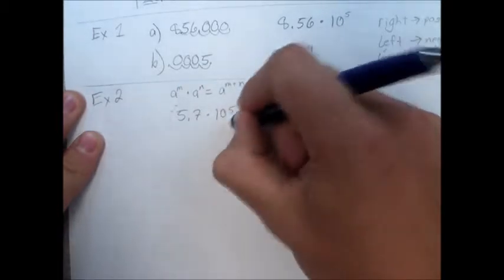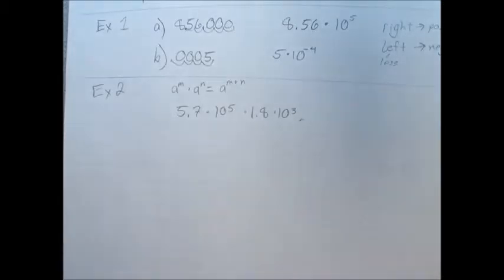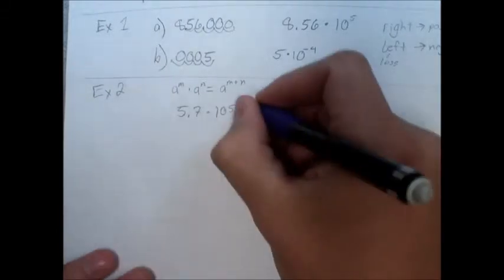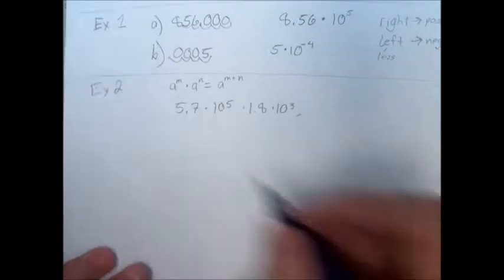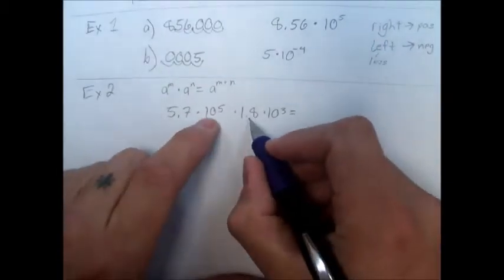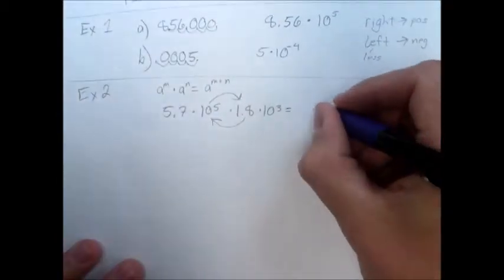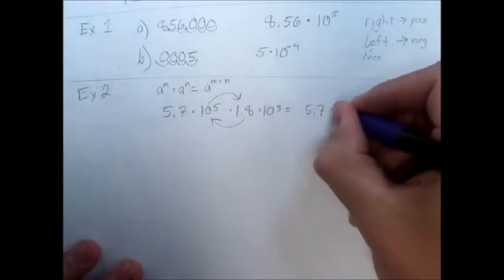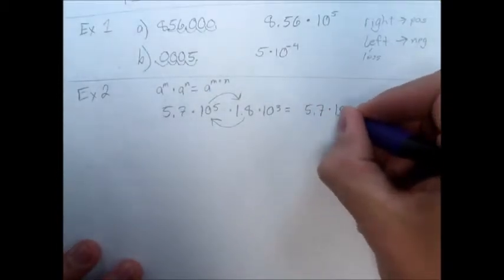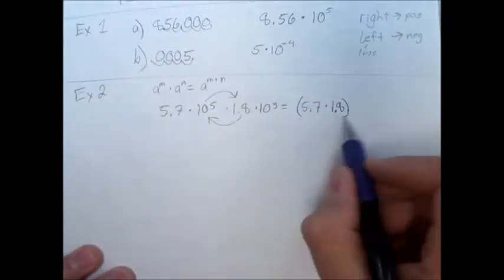Yes, that's one reason. Also, multiplication is commutative, right? And associative, so the parentheses aren't necessarily useful here. It's just to remind you that these two go together and these two go together. But since they are commutative and associative, I'm going to use that property to switch these two. So the commutative property allows me to do this. It goes 5.7 multiplied by 1.8, and I'm going to put those in brackets. Again, they're associative. So I'm going to multiply those two together.